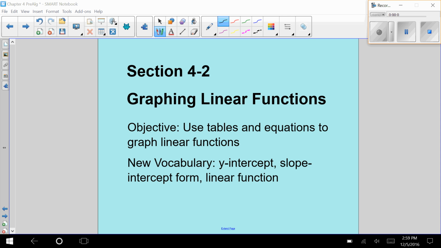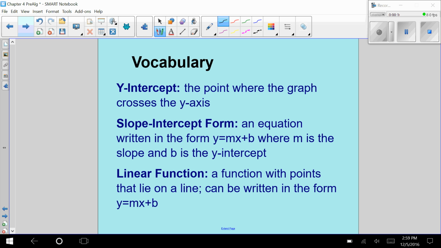This is section 4.2, graphing linear functions. Our objective today is to use tables and equations to graph linear functions. Let's start with vocabulary. The y-intercept is the point where the graph crosses the y-axis.